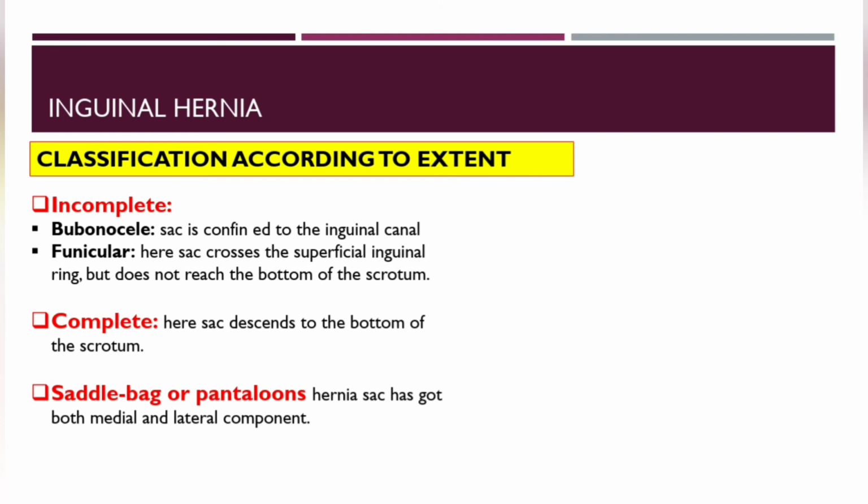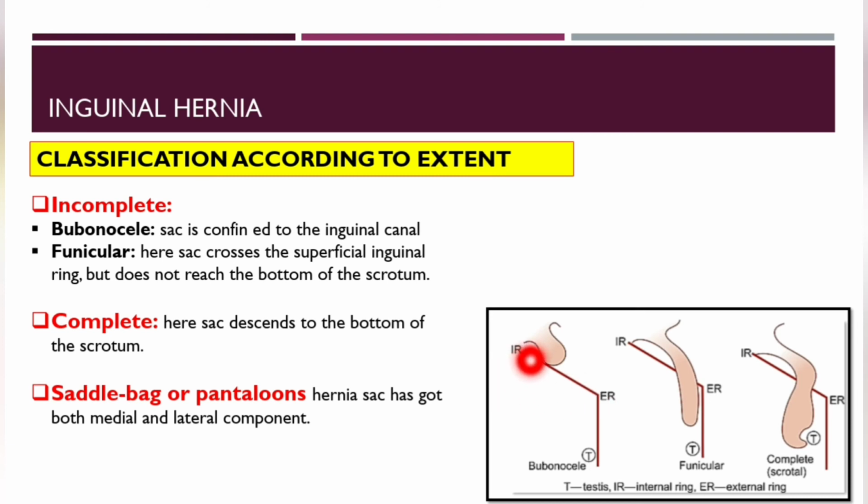Incomplete hernia. If you look here, this is an incomplete hernia. There are two kinds, bubonocele and funicular. In bubonocele, the sac is confined to the inguinal canal. So this is bubonocele, the hernial sac is confined to the inguinal canal. In funicular, the sac crosses the superficial inguinal ring but does not reach the bottom of the scrotum. This one.